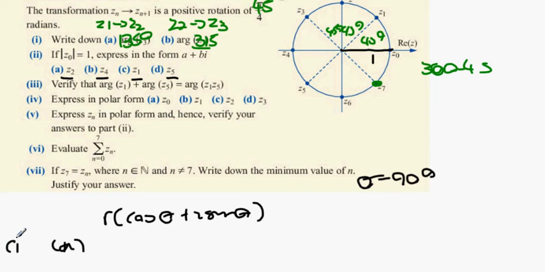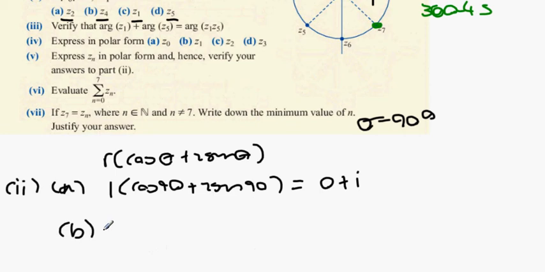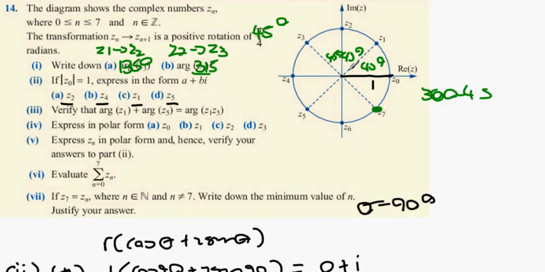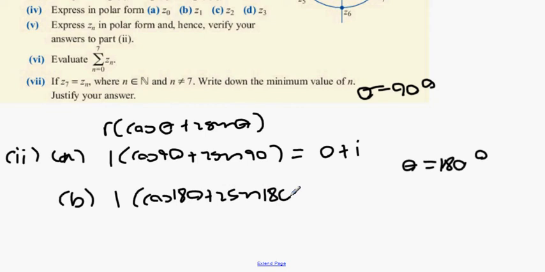So this is part 2A, and it's going to be 1 cos 90 plus i sine 90, and what we're going to get here is 0 plus i. Part B is going to be Z4, and Z4, as we can see, has a 180 degree rotation, so theta equals 180 for Z4, so it's going to be 1 cos 180 plus i sine 180. Okay? Minus 1 plus 0i.